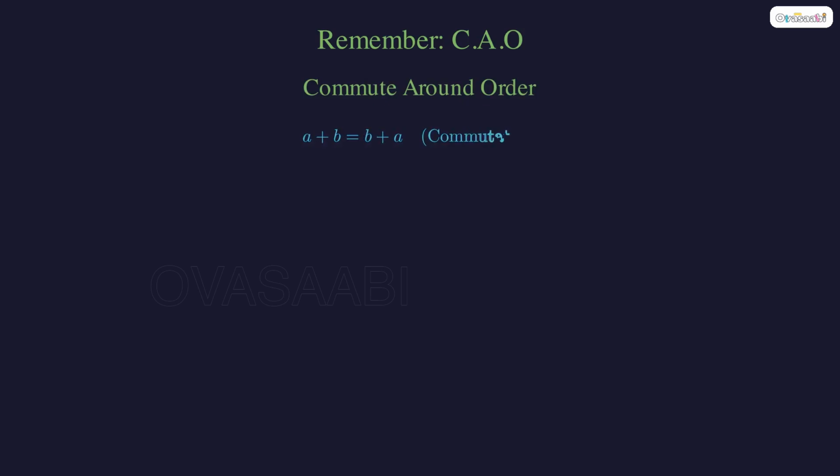Remember CAO, commute around order. Addition and multiplication allow you to commute and associate freely. But for minus and divide, order is boss.